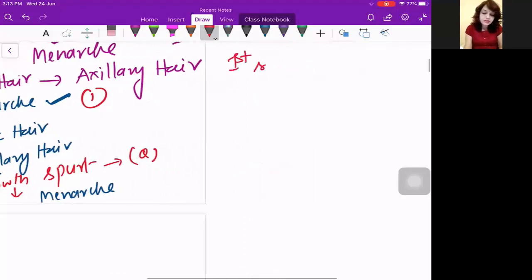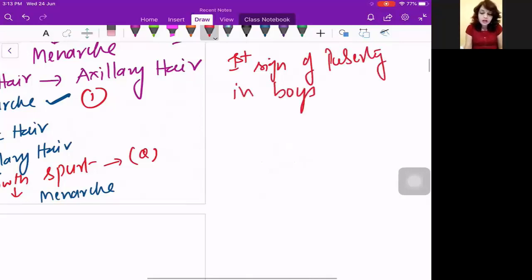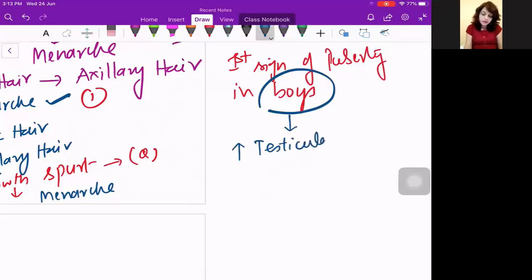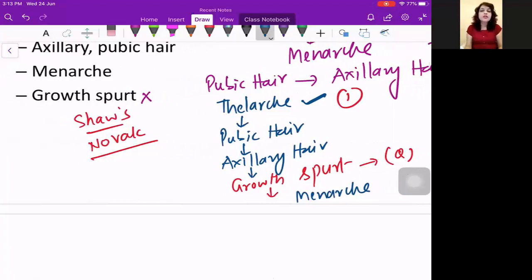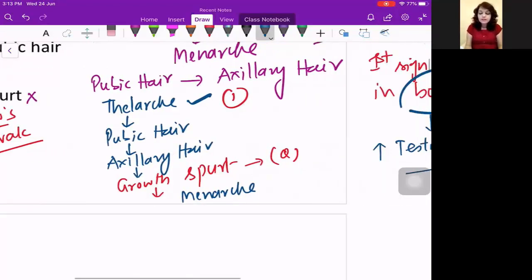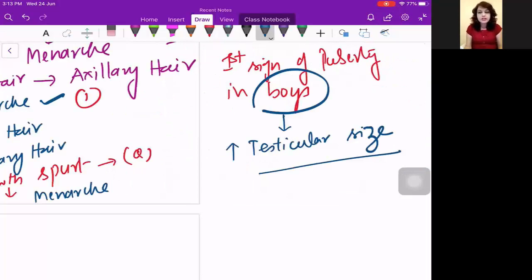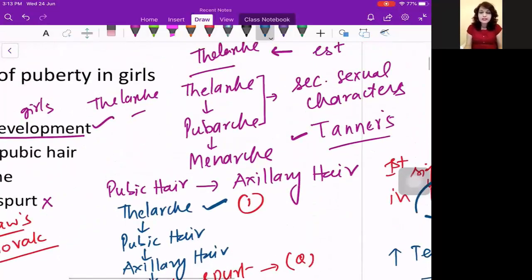What is the first sign of puberty in boys? Again, first sign of puberty in boys will not be the growth spurt. It is increase in the testicular size. Okay, so many questions I have mentioned here. First sign of puberty in girls is thelarche. Pubic hair appears first, then the axillary hair. Growth spurt comes before menarche. And first sign of puberty in the boys is increase in the testicular size. Hormone responsible for puberty changes in the boys is testosterone, and in the girls it is the estrogen. Thelarche, pubarche are called secondary sexual characters. And the classification used for puberty changes is the Tanner's classification.